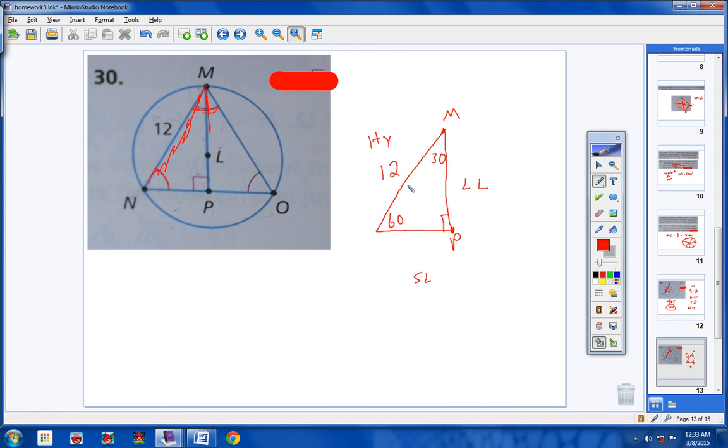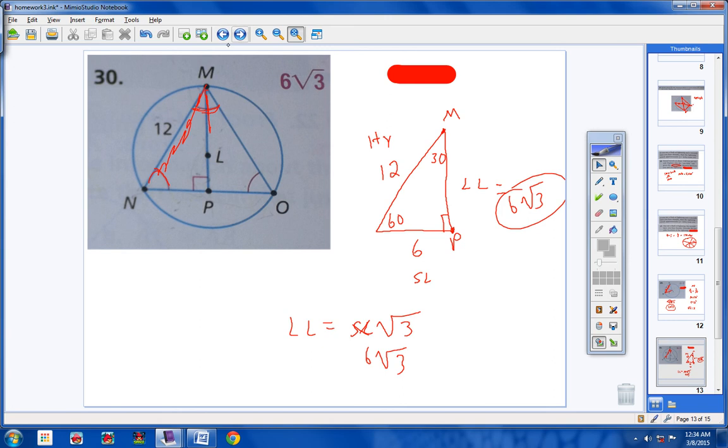If you remember what I taught you, the hypotenuse is always twice as big as the shorter side. So if the hypotenuse is 12, then the shorter side right here is 6. Then we learned that the longer leg is always the shorter leg times the square root of 3. What is the shorter leg? 6. So the longer leg is very simply 6 square root of 3. Okay, that's pretty simple, as long as you know your shortcuts there.